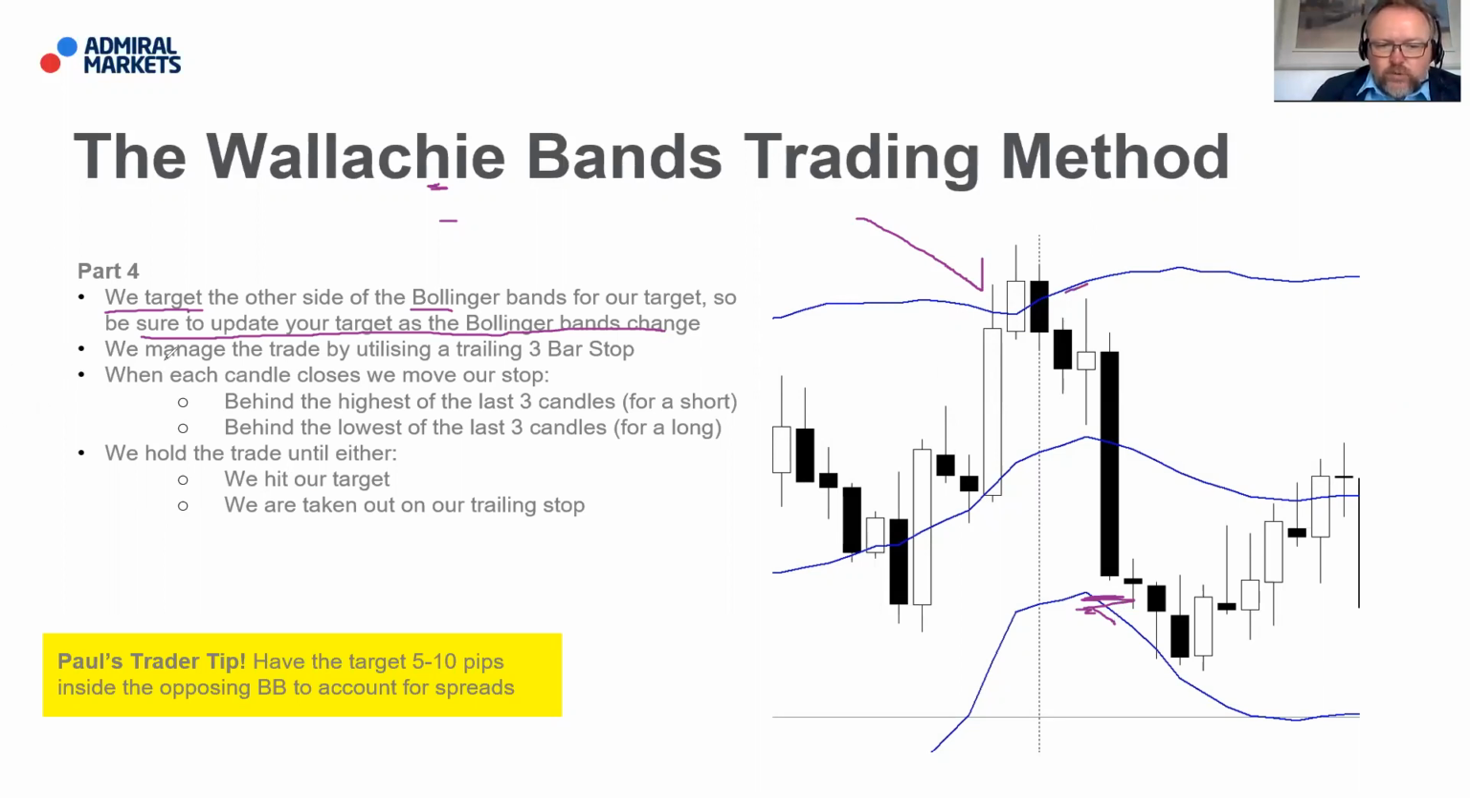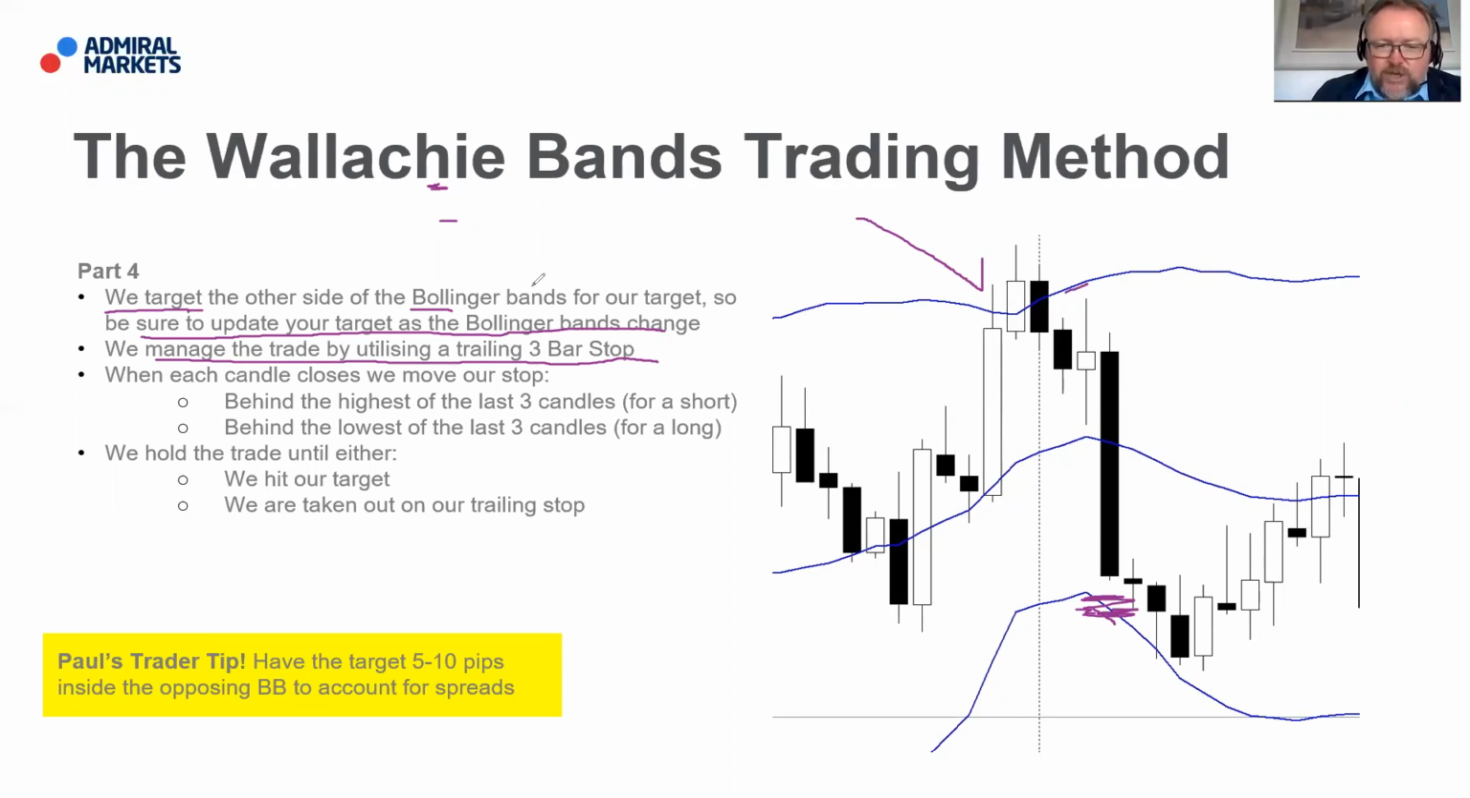What we also do is have a trailing 3-bar stop. So we have a target, but we are also going to trail our stop loss by 3 bars. As I said, it's a bit of a belt and braces approach, but there are reasons for this, which I'll show you as the presentation goes on.